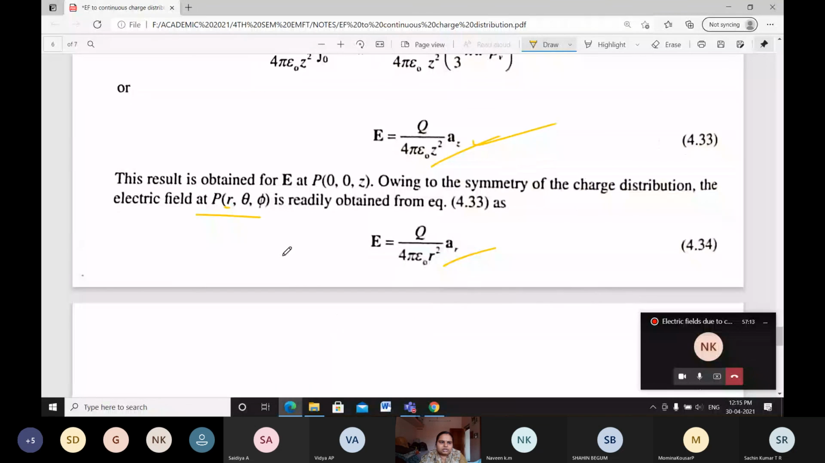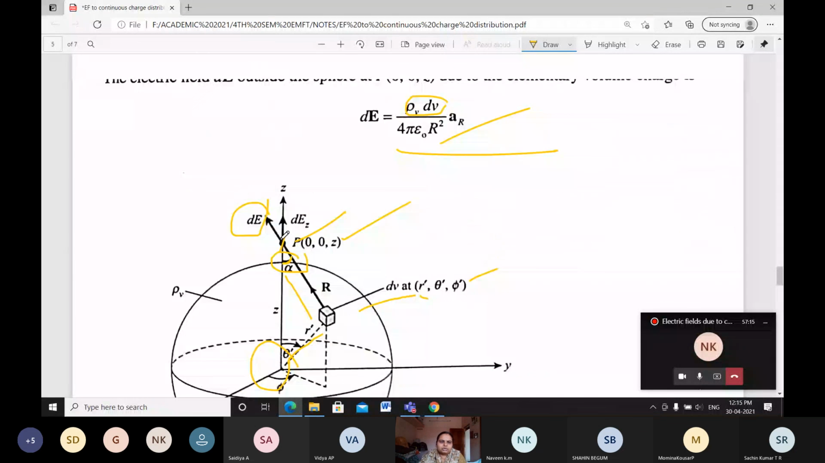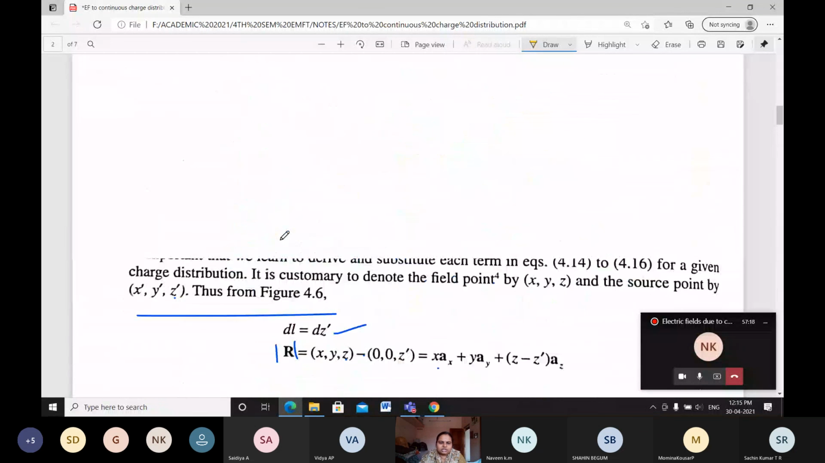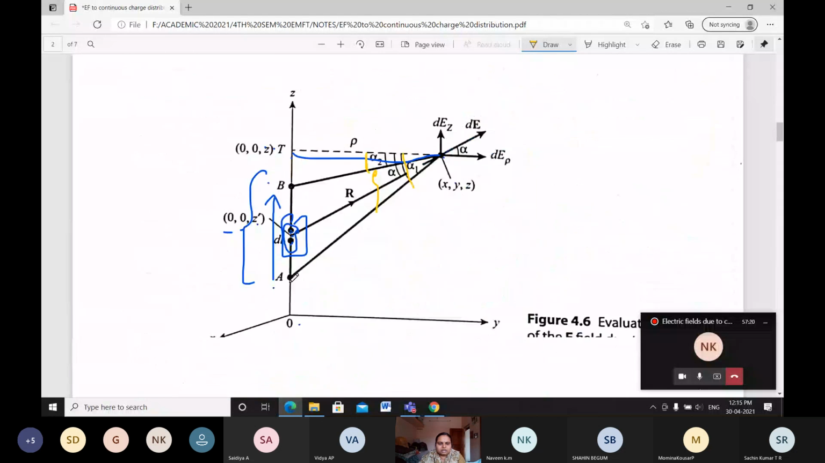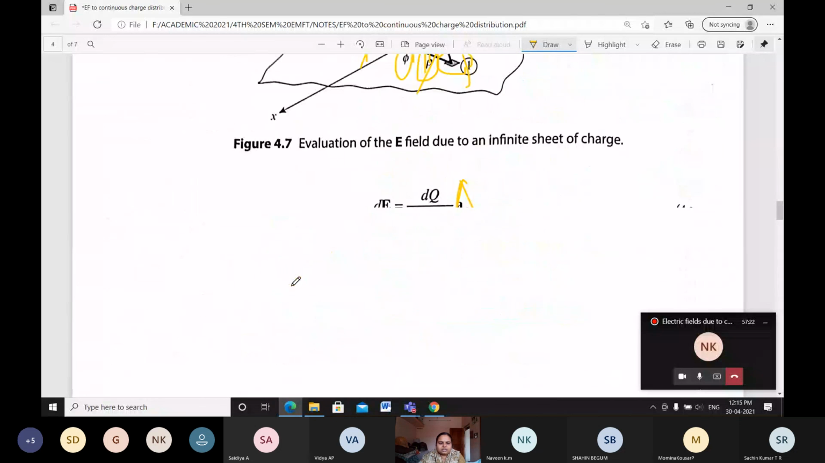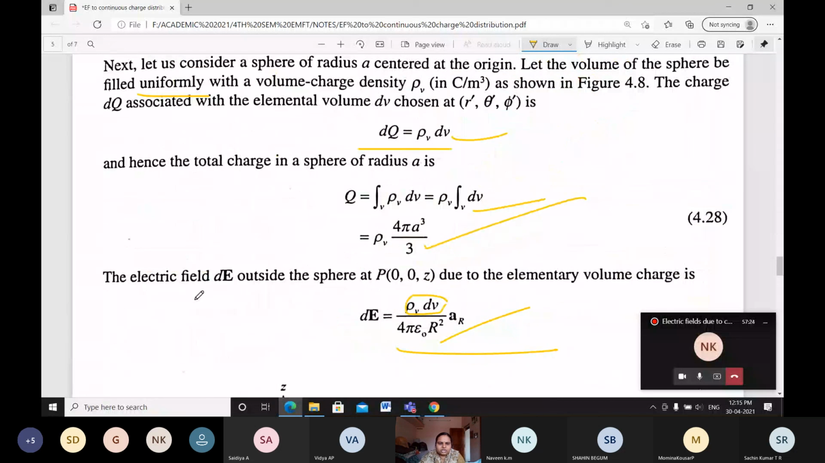This is about the electric field due to continuous charge distributions, in terms of a line charge, a surface charge, and also a volume charge. Okay, we'll stop here.